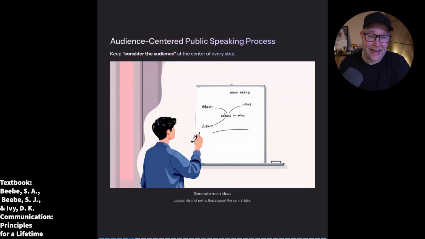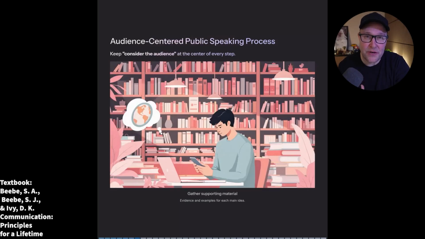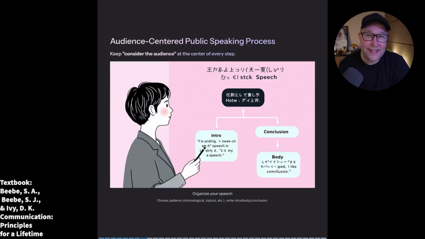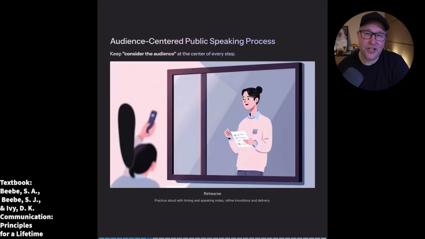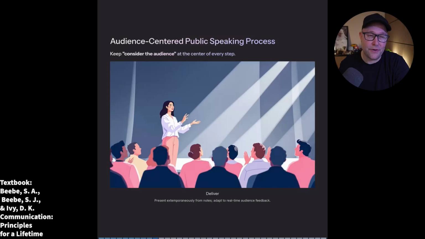When we generate main ideas, we want them to be logical, distinct points that support the central idea. As we gather supporting material, we're looking for evidence and examples for each main idea. When you're organizing your speech, you're going to choose patterns like chronological, topical, or spatial, and you're going to write your introduction, body, and conclusion. As you rehearse, you'll practice aloud with timing and speaking notes, refining transitions and delivery. When you deliver, you might present extemporaneously from notes, adapting to real-time audience feedback.